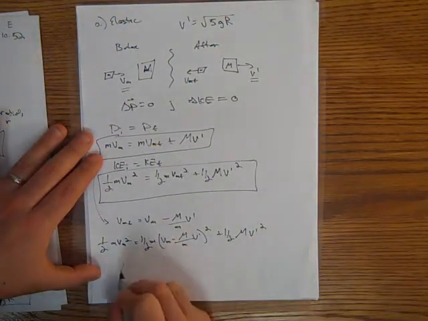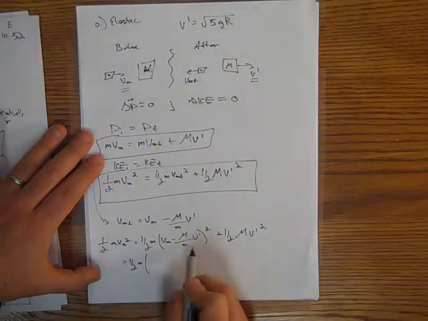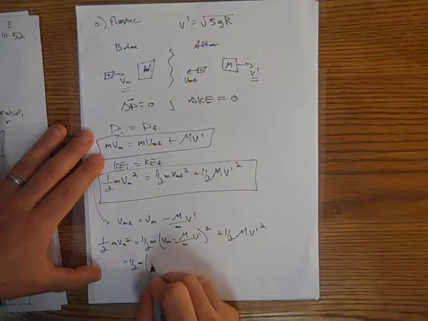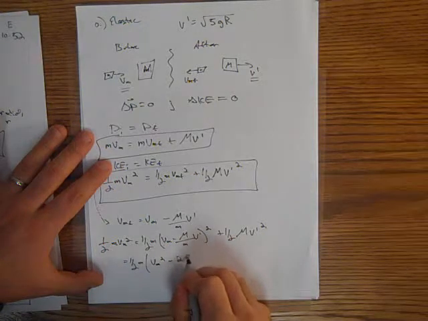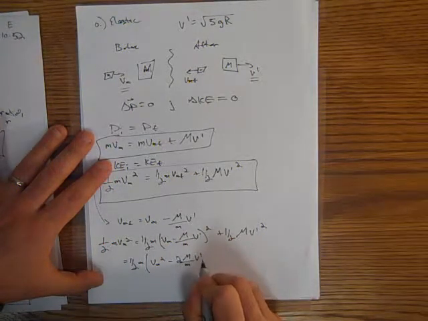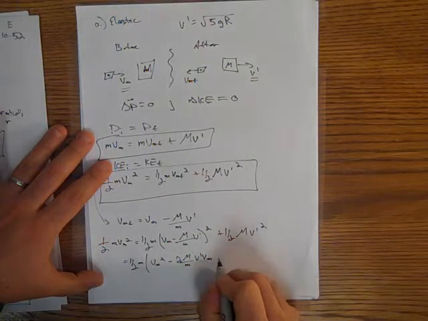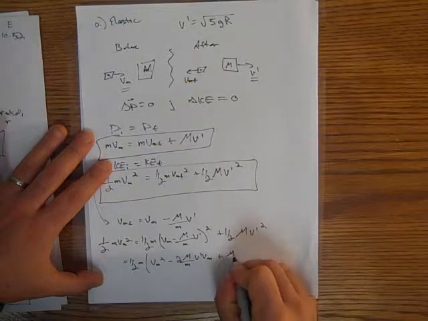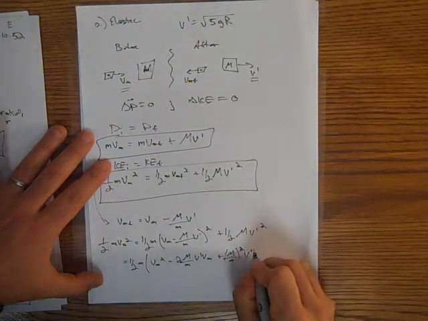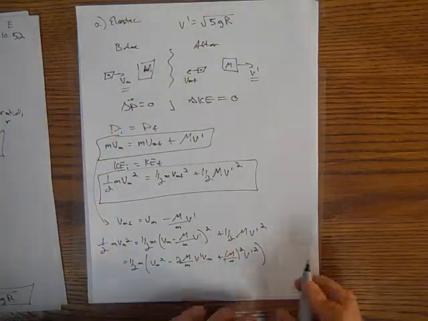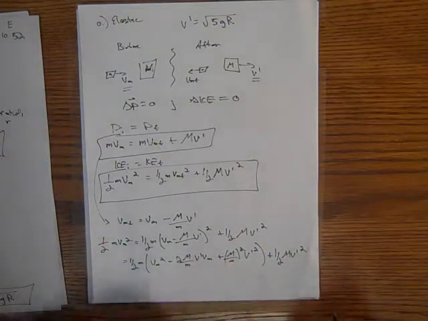Alright, now I have to expand this out, so this is 1/2 little m, and I'm going to expand this thing, and so I get a Vm squared term. I get minus 2 big M over little m, V prime, Vm, plus I get big M squared over little m squared times V prime squared, and then this term comes along, plus 1/2 big M V prime squared.